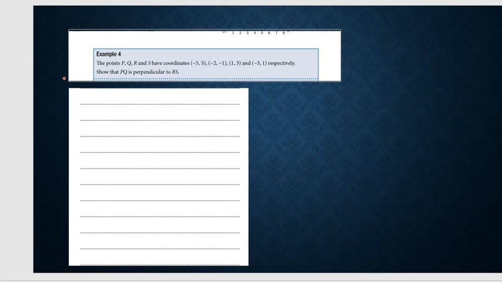The points P, Q, R and S have coordinates (-5, 5), (-2, -1), (1, 3), and (-3, 1), as indicated there. So we have these coordinates. You are supposed to show that PQ is perpendicular to RS.